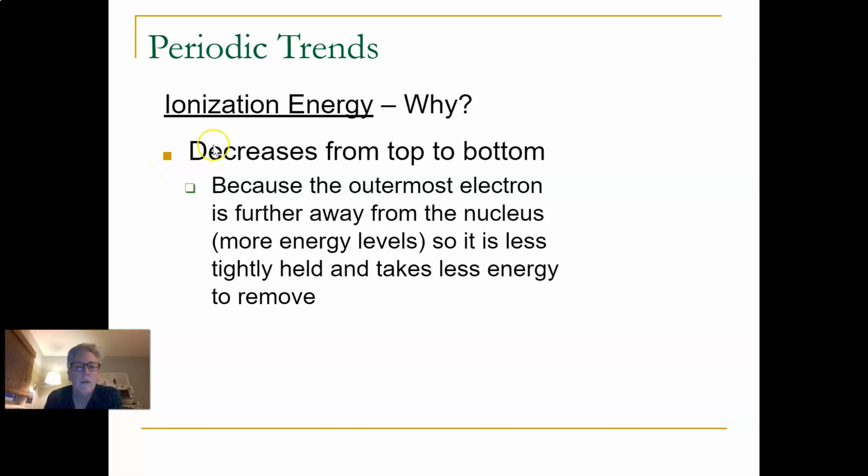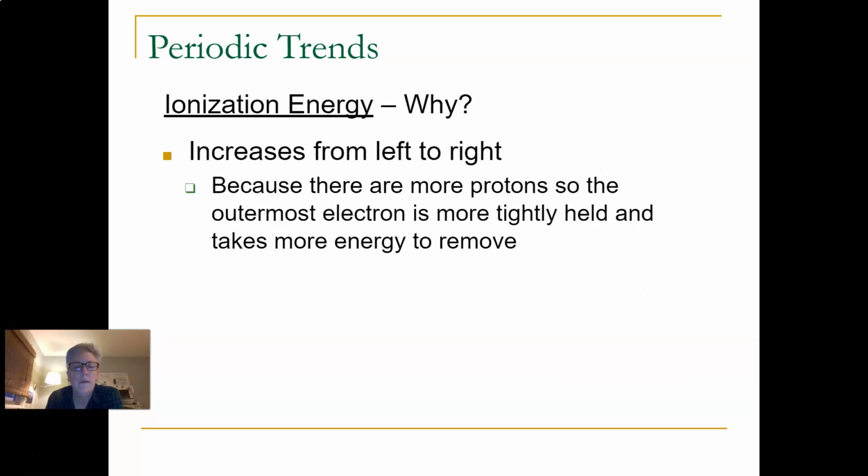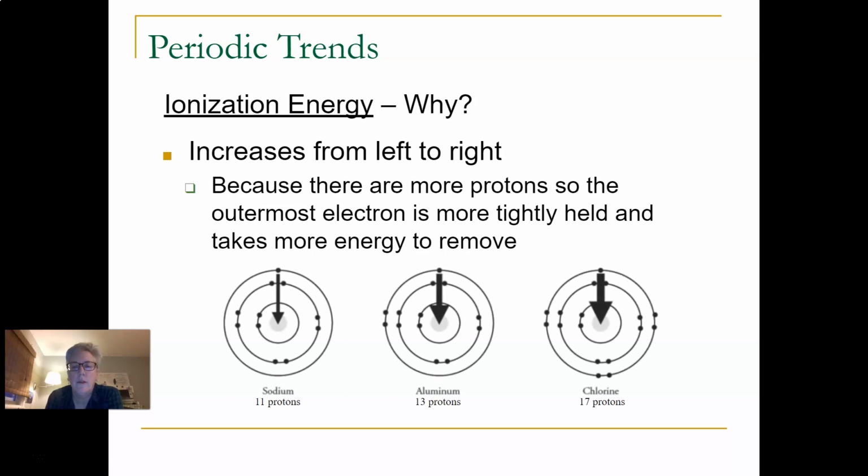As you go down a column, ionization energy decreases because those electrons are farther away. There's more energy levels, there's less force, so it's easier to take one away. There's less energy needed. All right, and that is shown here. And as you go across from left to right, ionization energy goes up. There's more protons. The electrons are held more tightly. It requires more energy to remove one, so ionization energy is greater. Okay, and that is shown here.